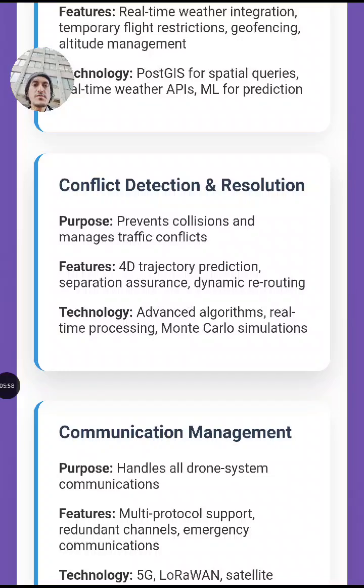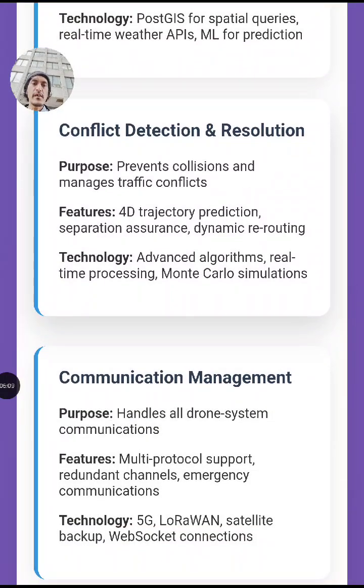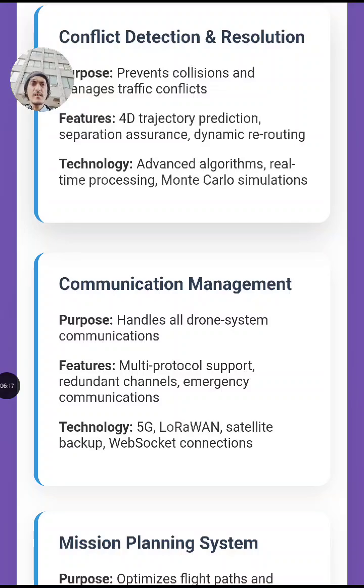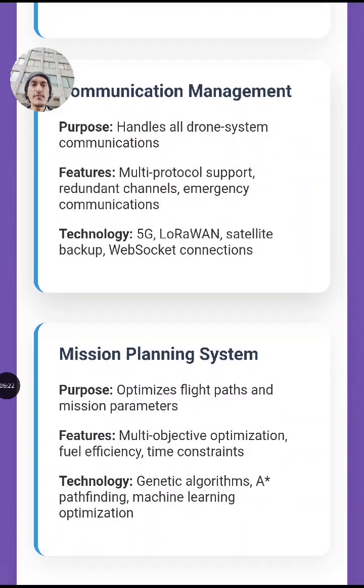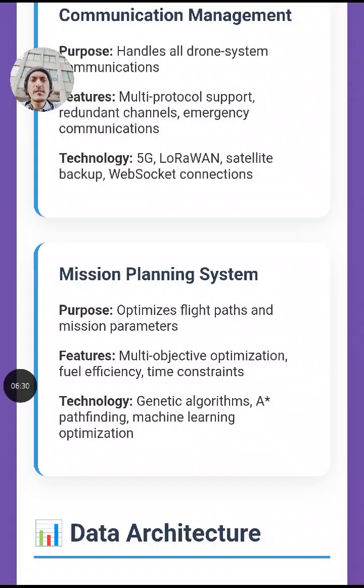Conflict detection and resolution: the purpose is to prevent collisions and manage traffic control. Features: four-dimensional trajectory prediction, separation assurance, dynamic rerouting. The technology to be used: advanced algorithms, real-time processing, Monte Carlo simulation, for example. Next, communication management. This handles all drone system communications. Features: multi-protocol support, redundant channels, emergency communications. Technology can be used like 5G, LoRaWAN, satellite backup, WebSocket connections.